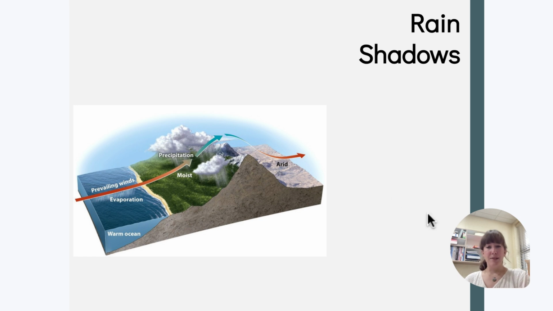But as the air comes down on the other side, now it's going to experience adiabatic heating, where the pressure pushes that air together, it gets hotter, and it's dry. So we tend to have very arid conditions on the backside of the mountains.